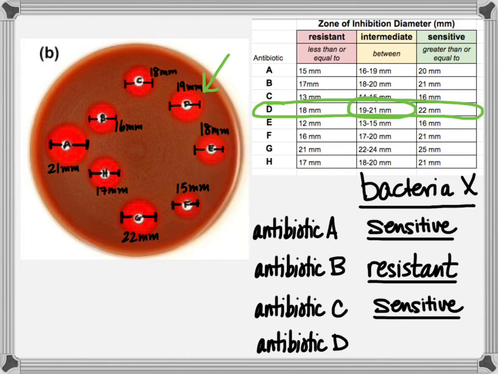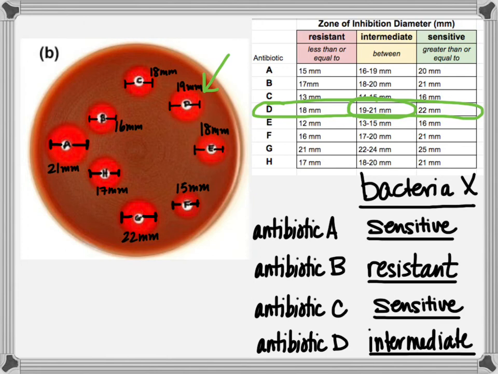What does that mean? Well, intermediate just means that the bacteria is starting to show resistance to this antibiotic. It's not completely resistant, but it certainly won't be killed completely or quickly using this antibiotic. Well, what does this mean in real life?